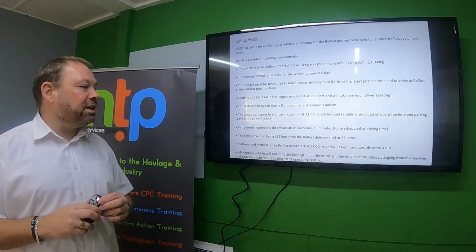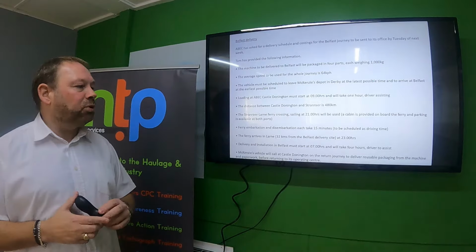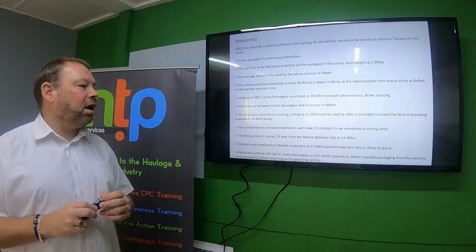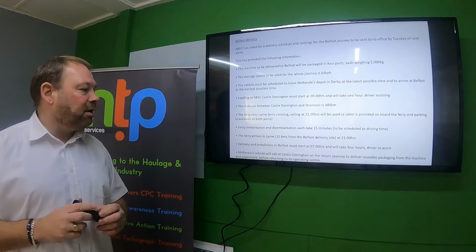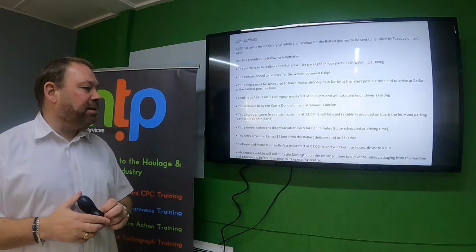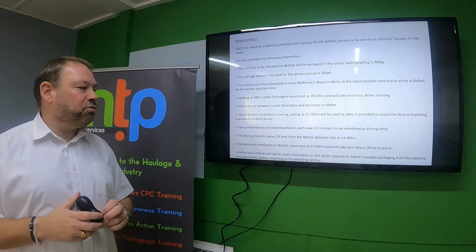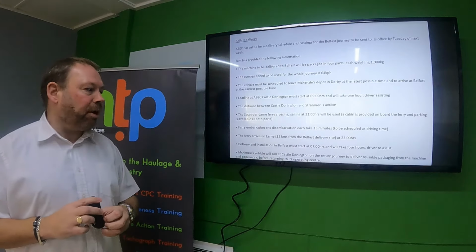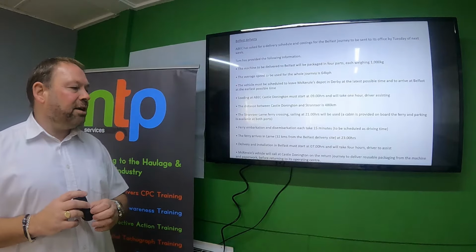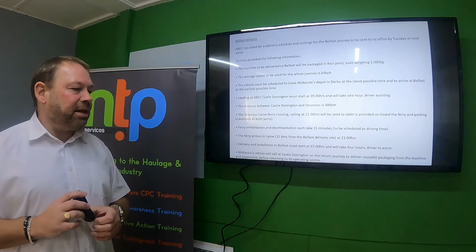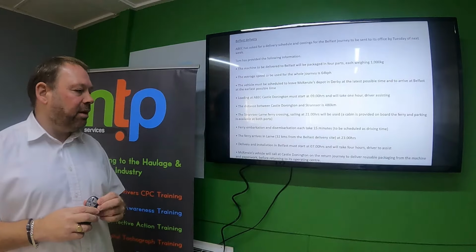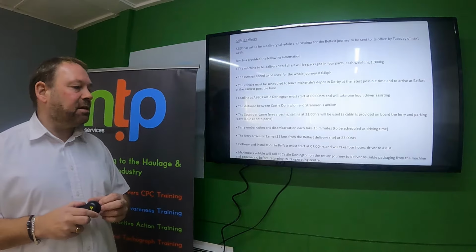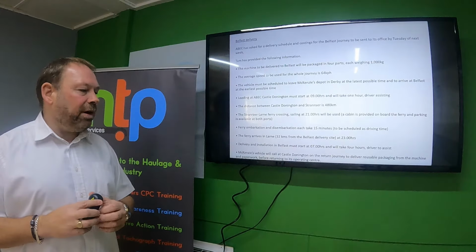Loading at ABEC Castle Donington must start at 9 o'clock in the morning and will take 1 hour, driver assisting. The distance between Castle Donington and Stranraer is 480 kilometres. The Stranraer to Larne ferry crossing, sailing at 9 o'clock in the evening, 2100 hours, will be used, and a cabin is provided on board the ferry and parking is available at both ports. Ferry embarkation and disembarkation each take 15 minutes, to be scheduled as driving time. The ferry arrives in Larne, which is 32 kilometres from the Belfast delivery site, at 11 o'clock at night, 2300 hours.